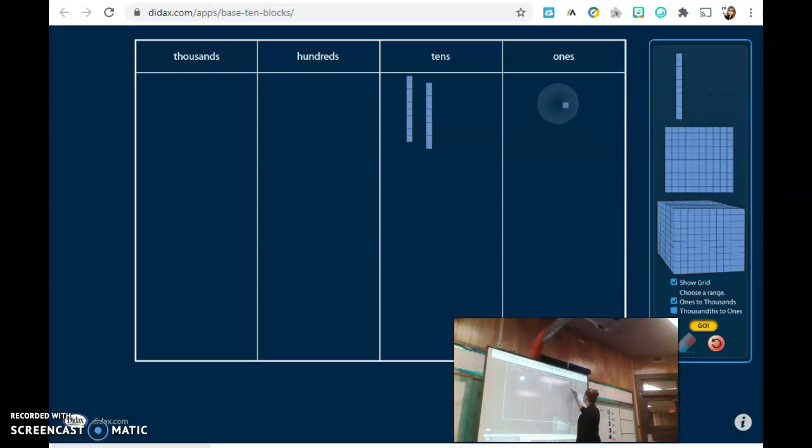Those are my units. So 1, 2, 3, 4, 5, 6, 7, 8. So there you go. I have 2 tens and 8 units. So 28. This is how we showed a number 28 with our place value blocks. Okay, so let's erase.